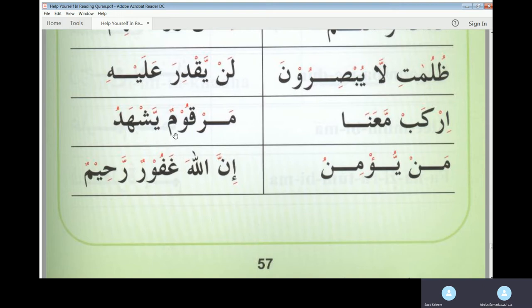Yes, because we have two ya. The first ya is joined with meme and the second ya is joined with sheen. Moi yash. Okay, moi yash hadu. Good.